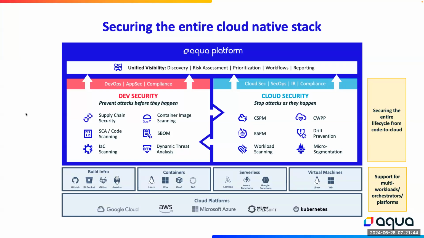But what I really want to note on this slide is we're, one, able to secure the entire lifecycle from code to cloud, as well as the fact that we are pretty agnostic with our support in terms of the types of workloads, the types of cloud platforms, as well as even the orchestration platforms. So we can pretty much agnostically support all cloud native workloads when using the Aqua product.